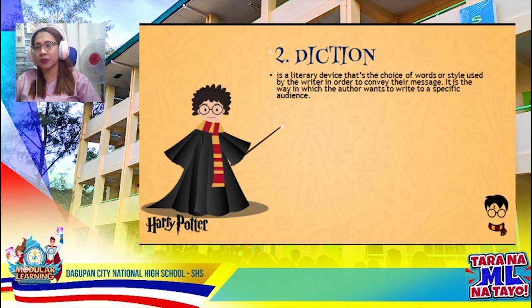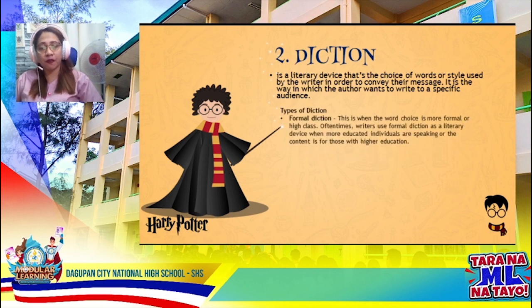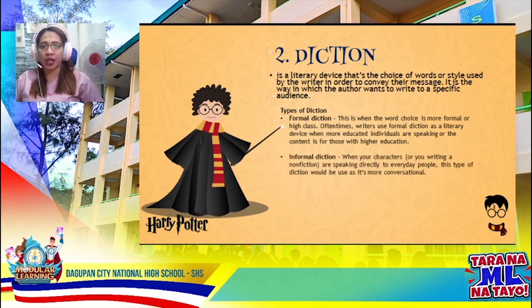We have different types of diction, starting from formal diction. When you say formal diction, this is when the word choice is more formal or high class. Oftentimes, writers use formal diction as a literary device when more educated individuals are speaking or the content is for those with higher education. So you use formal diction when your readers are highly educated. Next, we have informal diction.